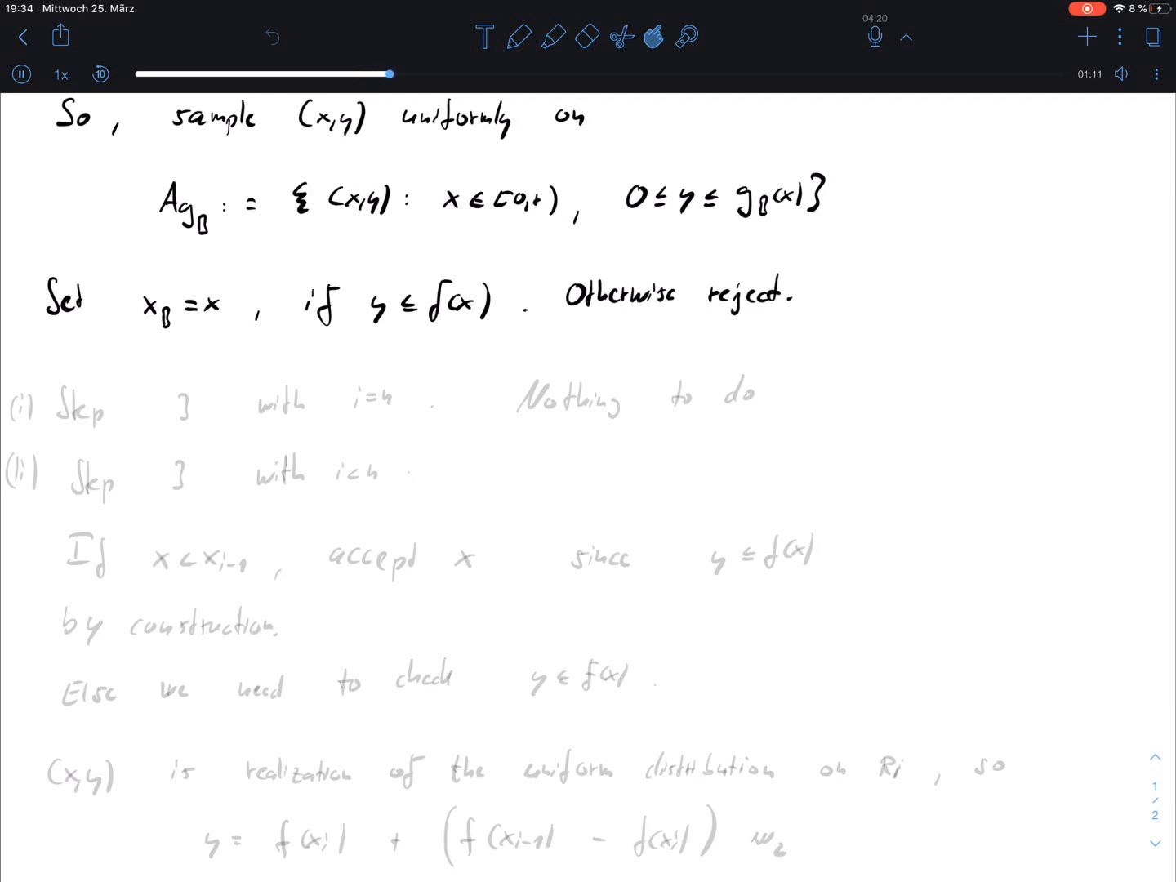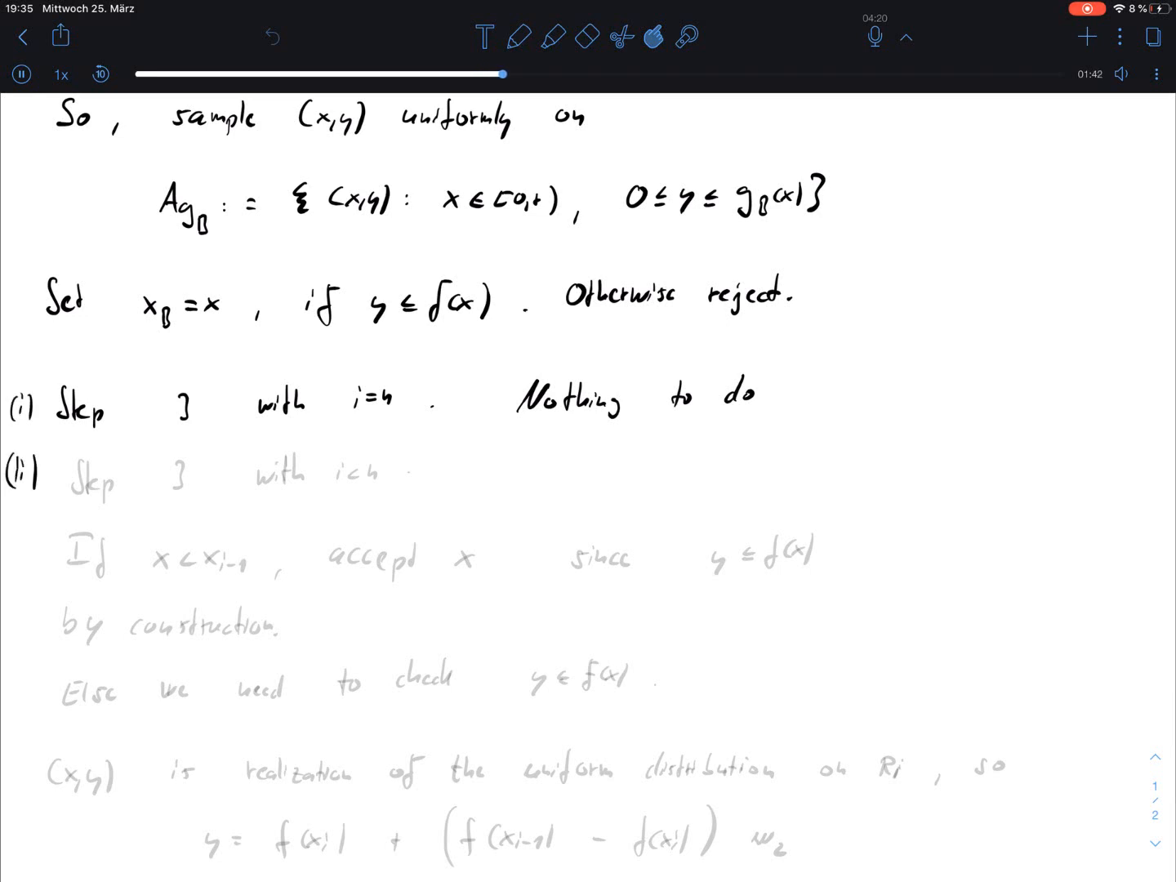And let's look at step three in more detail. Step three with I equal to m: well, nothing to do. That was a trivial step. We choose a rectangle which corresponds to the tail part, and there we don't need to check.